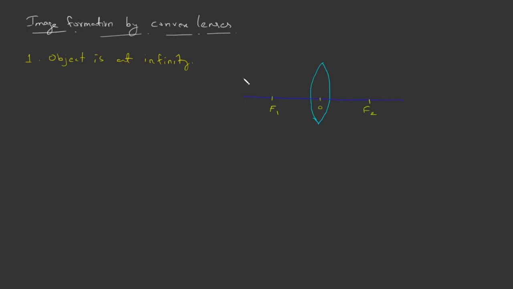So here, since the object is at infinity, the rays are parallel to the principal axis. We know if the rays are parallel to the principal axis, it will pass through the principal focus. So the image is formed at the principal focus of the other side of the convex lens, that is at f2. So here we are writing the image characteristics, that is image is formed at f2. Second characteristic is that we can see it is of point size, that is highly diminished.